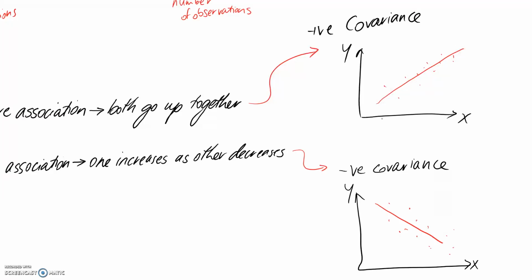So in this case, you can see that as x increases, y increases along the line. But for this case, we can see that as x increases, the y value is decreasing, which is what we said for the negative association. Alright, so that's told us the direction that we were interested in.